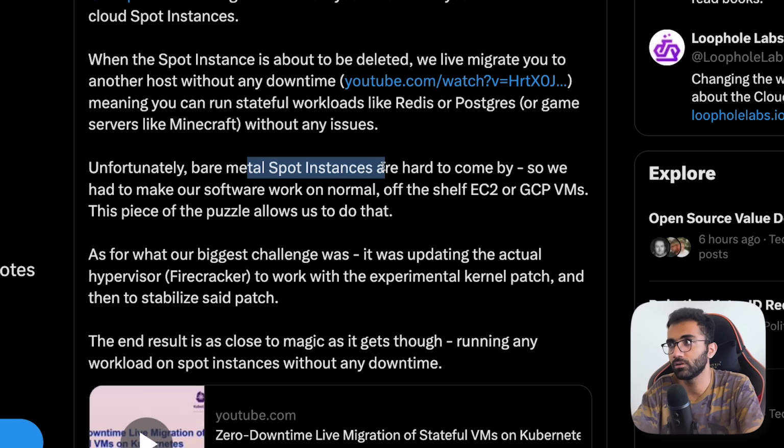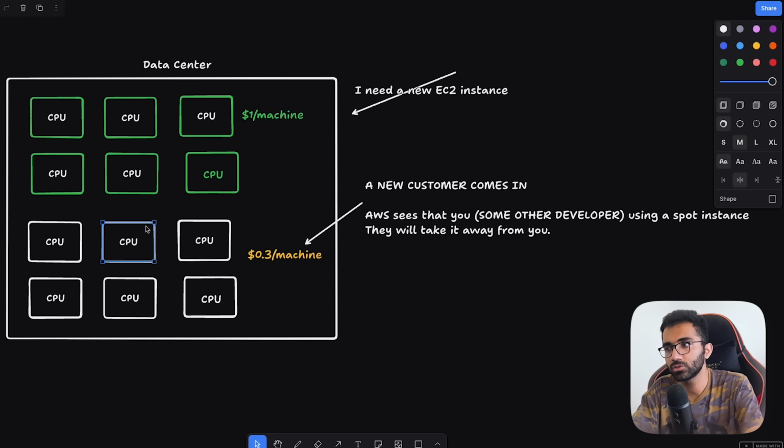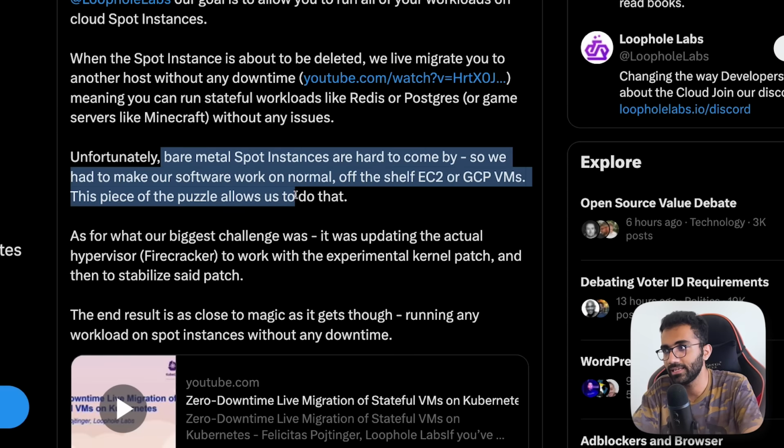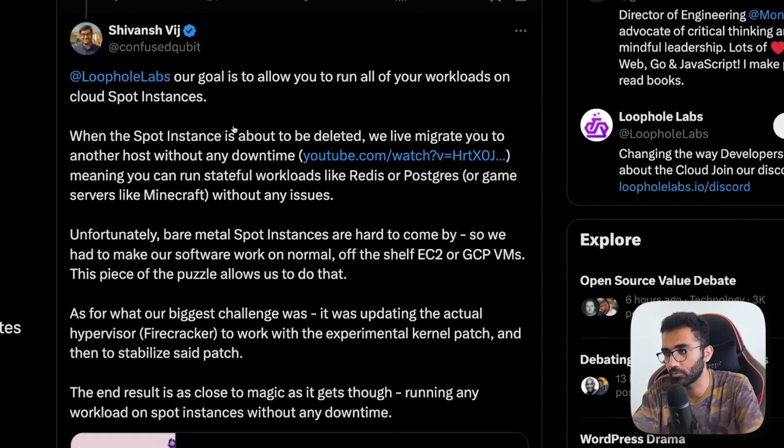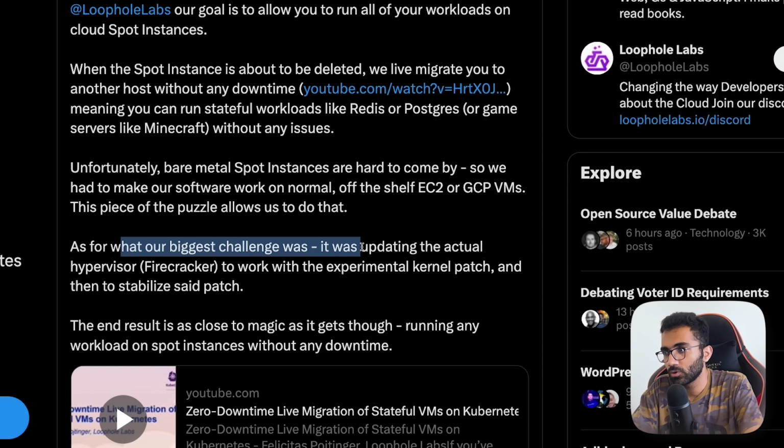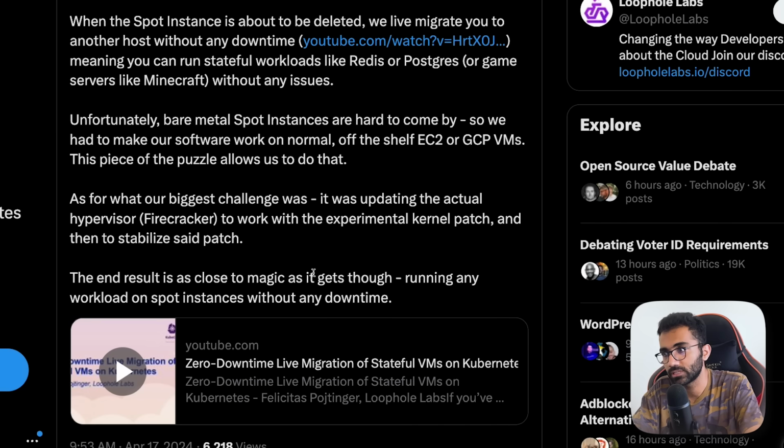Spot instances are generally, like I mentioned, free compute, and most of the time AWS doesn't give you a 100 core CPU as a spot instance, because they almost always have virtualization or somebody is using that, right? So they just created the initial tweet about what it was. And as for the biggest challenge, it was updating the actual hypervisor, which is Firecracker, to work with an experimental kernel patch and then to stabilize the said patch.